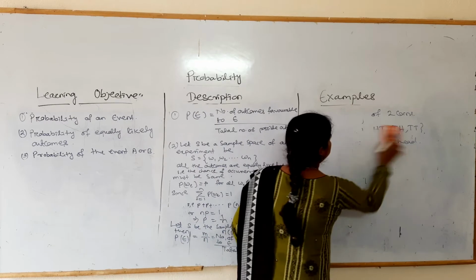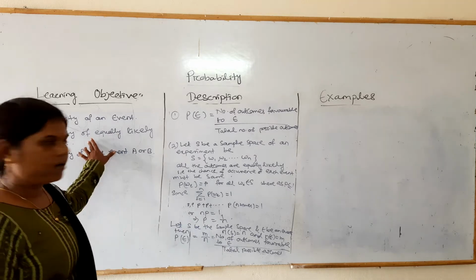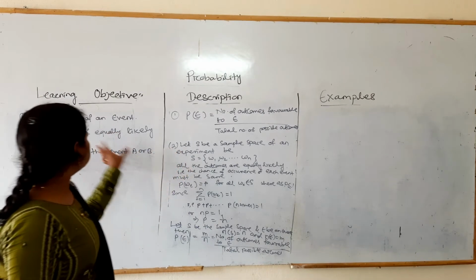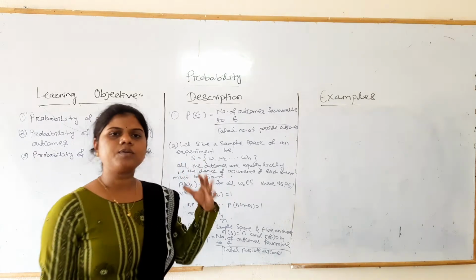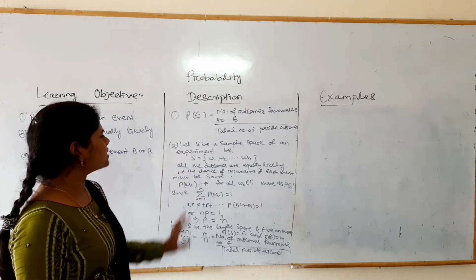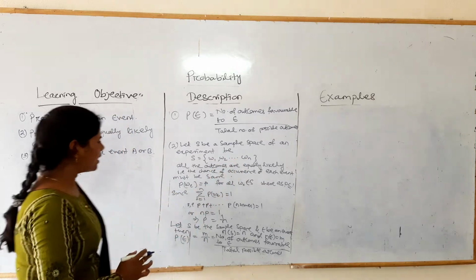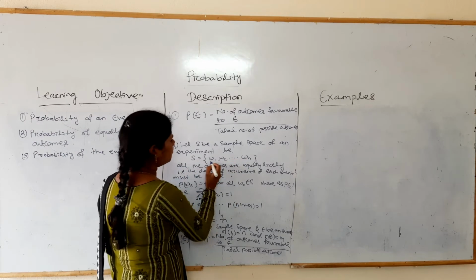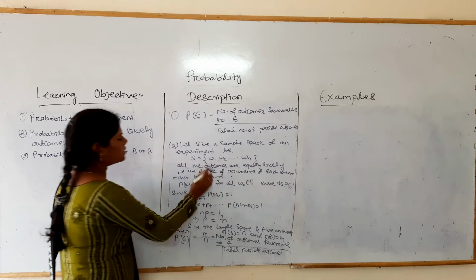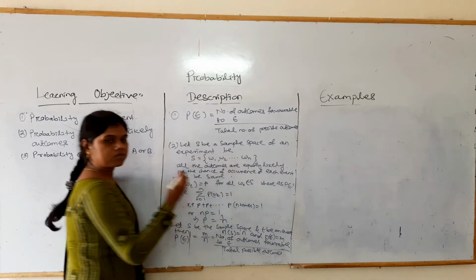Next is probability of equally likely outcomes. Equally likely outcomes means the chance of occurrence of the outcomes is always the same. Suppose we take S as the sample space of an experiment, S equals omega 1, omega 2, up to omega n, and all these outcomes, omega 1, omega 2, omega n, are equally likely. The chance of occurrence of these outcomes is always the same.